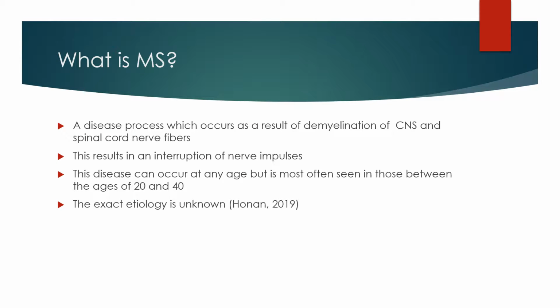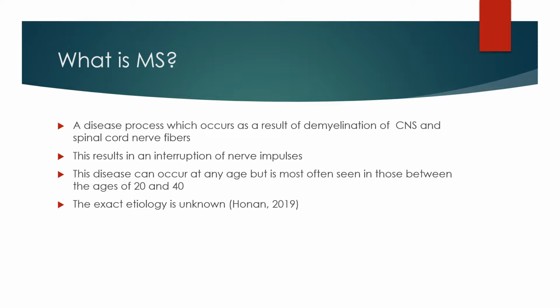Multiple sclerosis, commonly referred to as MS, is actually an immune-mediated progressive disease. It's a disease process which occurs as a result of the demyelination of CNS and spinal cord nerve fibers. Demyelination refers to the destruction of the myelin sheath. Myelin is the fatty, proteinaceous material which surrounds nerve fibers in the brain and spinal cord. This results in an interruption of nerve impulses.